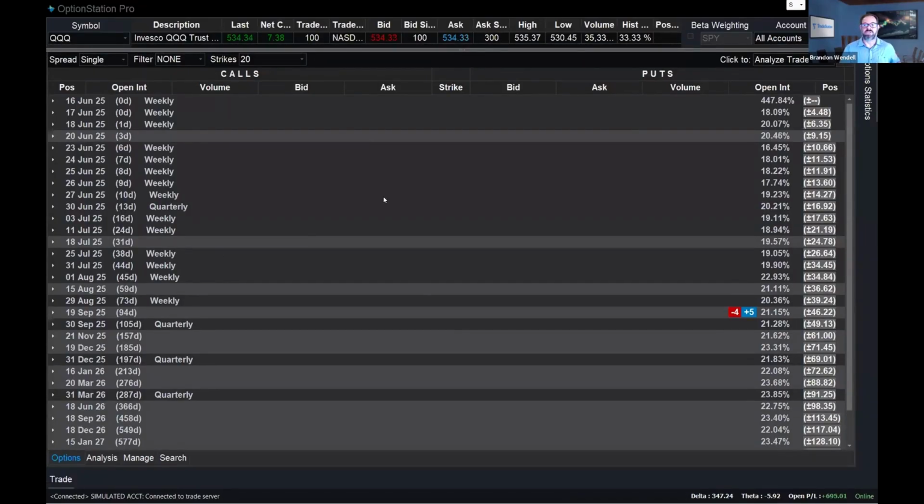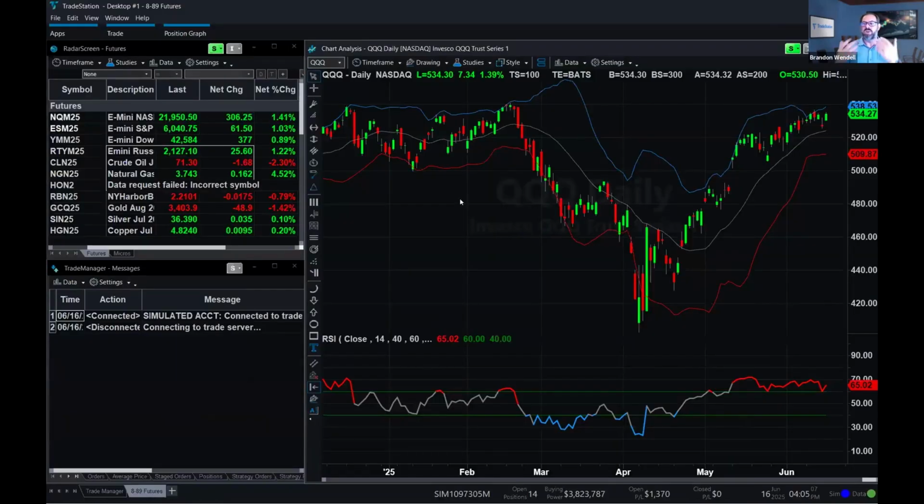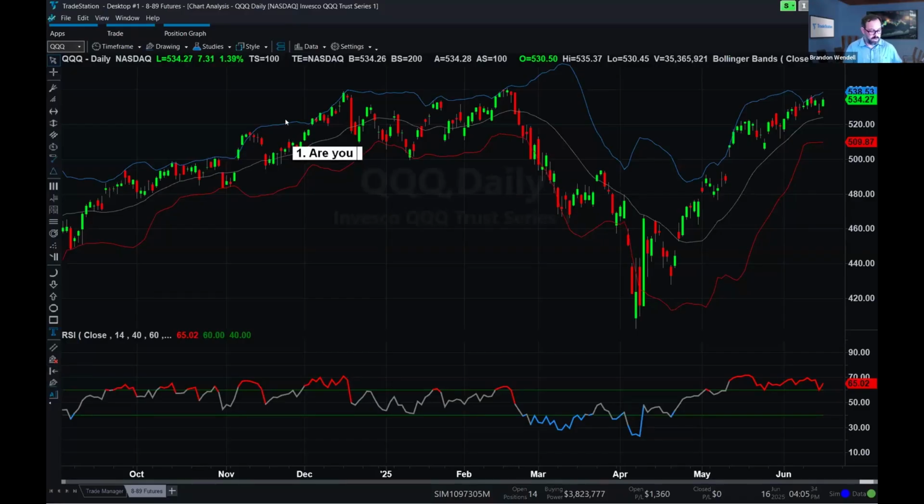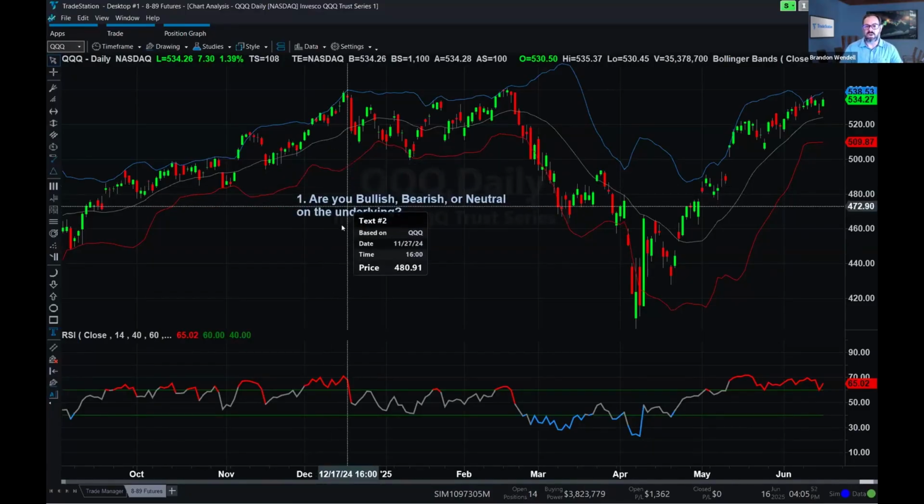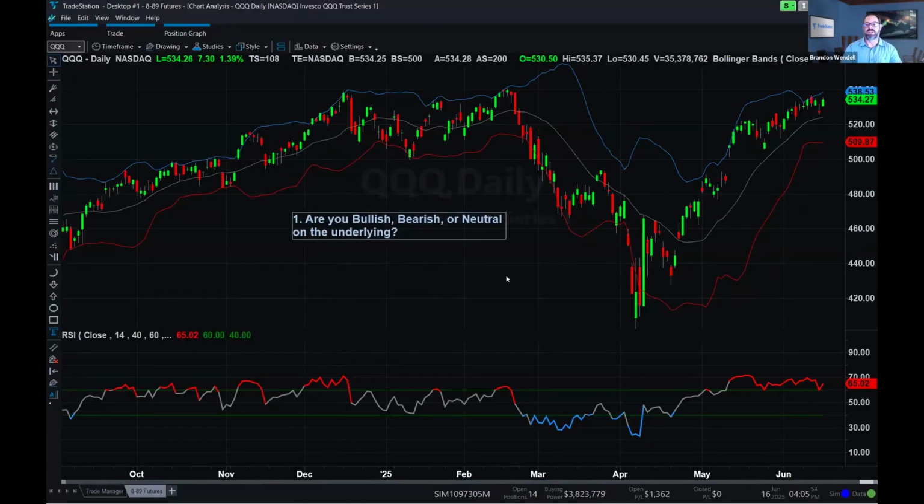So dropping over to TradeStation, where when I'm trading options, I typically start off, I take it in three main steps. I've mentioned this before in previous sessions. Number one, are you bullish, bearish, or neutral on the underlying? So I start off obviously looking at a chart if I'm trying to determine whether or not I'm bullish, bearish, or neutral on the underlying security. And that's going to give me an idea of which strategies I might start looking for.